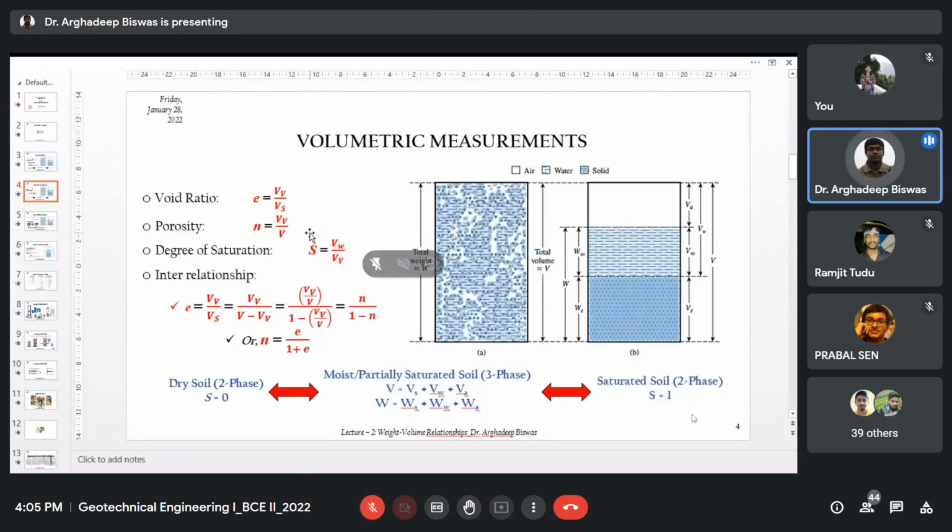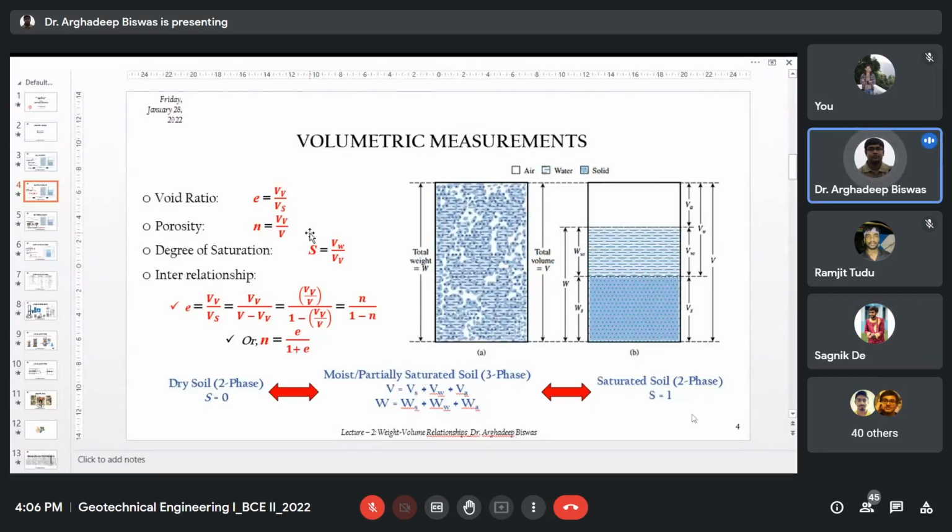Vv can be very large with respect to Vs. Something like you just kept 1 teaspoon of soil within a bucket. So the bucket is your total volume and the soil amount is very, very small. So with respect to that volume, Vs is very small and that ratio can go nearby infinity. So e can move from greater than 0 to less than infinity. Sir, why Vv should not be 0?